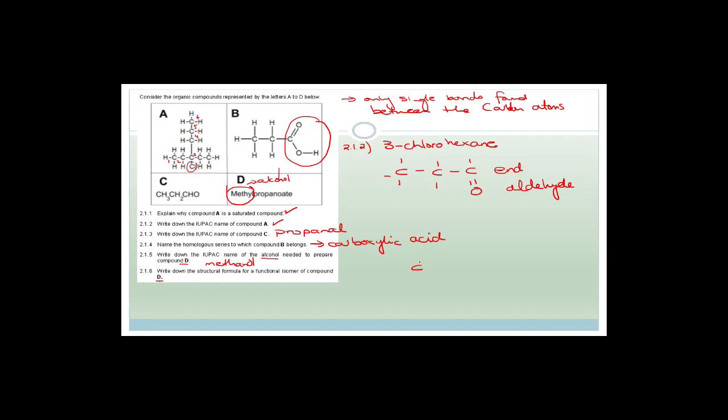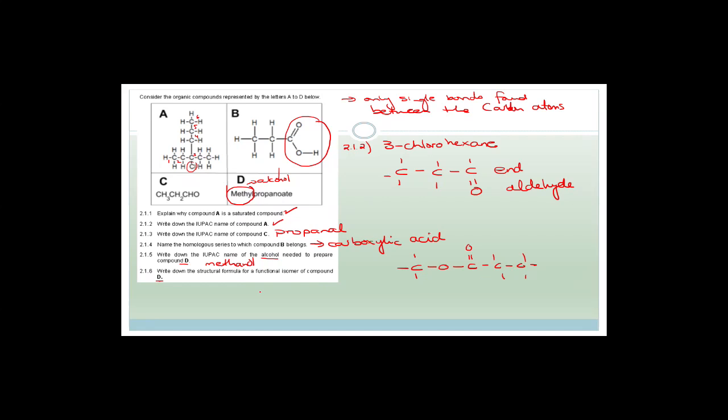So let's do that. Compound D is a methyl, then it's a propanoate, so it is O-C double-bonded O, dash, dash. These are all hydrogens. So how many carbons do we have? You'll notice that it's got two oxygens. What else do we know that is an organic compound that has two oxygens? The only other one is a carboxylic acid. And what you need to know is that esters and carboxylic acids are functional isomers of each other.